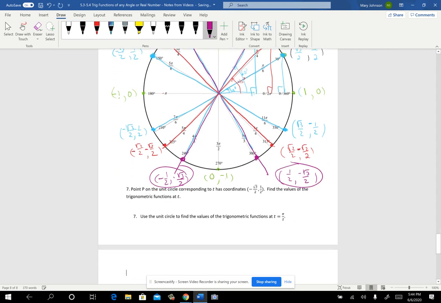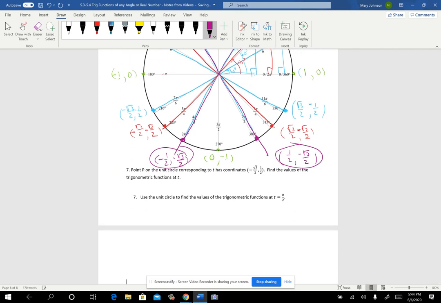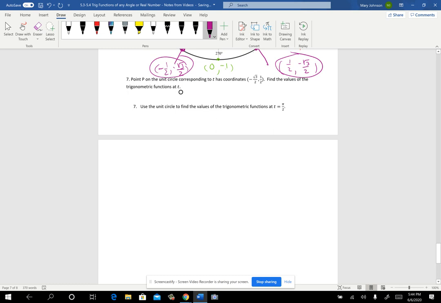All right, so let's take a look then at number 7 and 8. I just wanted to be able to move my paper down a little bit. Okay, so point P on the unit circle corresponding to T has coordinates negative square root of 3/2 and 1/2. And you want to find the values of all the trig functions at T.